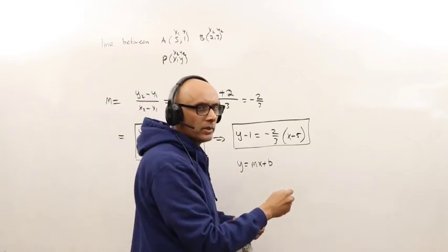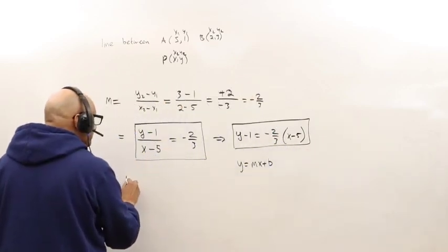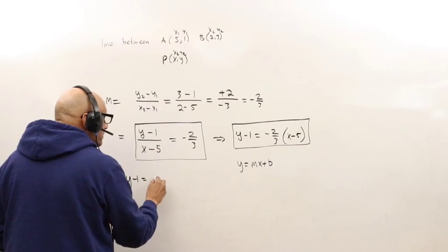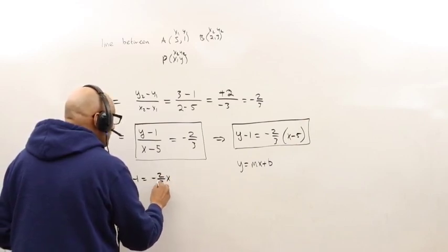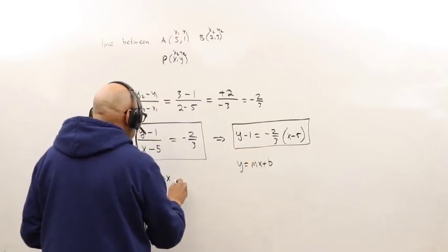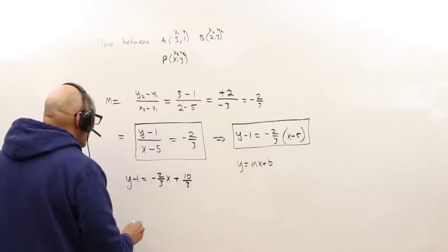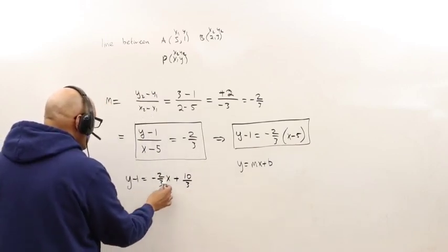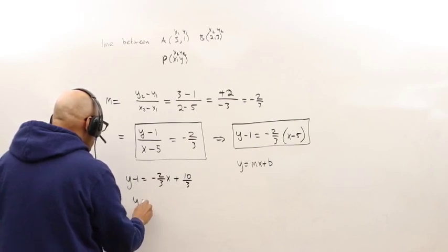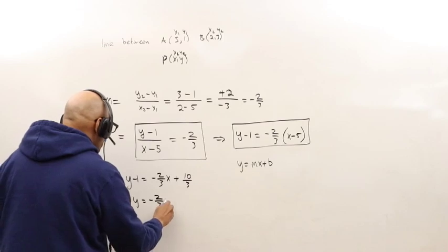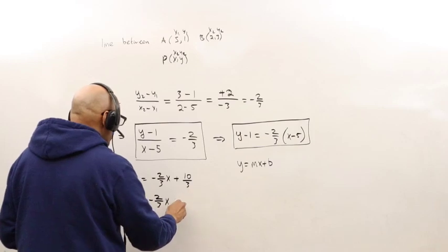But we can easily convert that by expanding this equation. So is there enough space? Yeah, there's enough space, so let's write it over here. So this will be minus 2/3 x. Minus times minus becomes plus, so this is plus 10/3. And then I'm going to move the 1 to the other side, and we're left with y is equal to minus 2/3 x, and the 1 moved over, that would be plus 13/3.